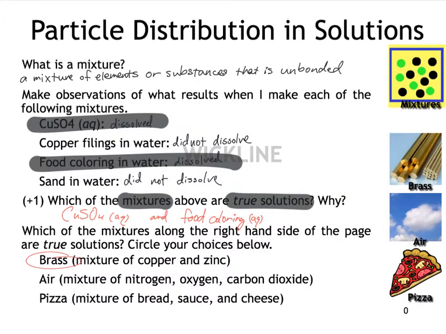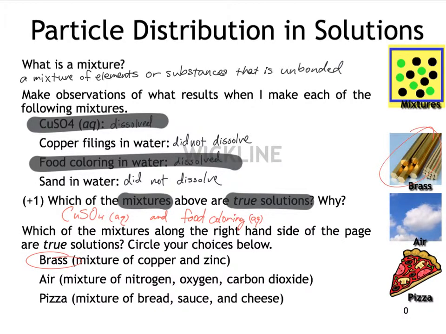I think that one throws people for a loop sometimes because they expect solutions to only be for a solid dissolved in a liquid, but you should open your definition up a bit further and know that a solution is anything that is a homogeneous mixture, and I think you can tell by looking at the brass in this instance that it's a homogeneous mixture. You can't see that there's more copper on one side and more zinc on the other.